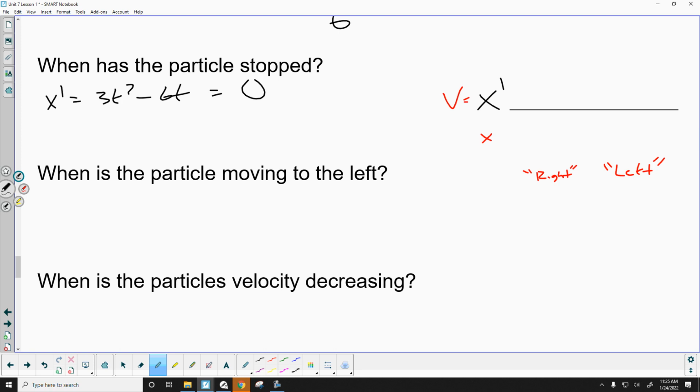You guys remember your friend Mr. Factor? Oh, we have our derivative set equal to 0. That'll find when the particle is stopped. We already found one of the values at 2, but another value is at 0. And when I do a sign analysis, I'll know when the particle is moving left and moving right. When position is increasing, x prime is positive, I'm moving to the right. When position is decreasing, x prime is negative, I'm moving to the left.